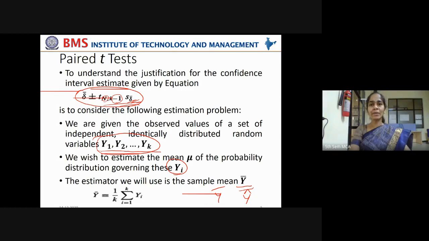How do you calculate the mean? Very simple, right? Add up all the random variables, all the data points given here, and divide by the total number of data points. That is given as 1 by k, sigma i equal to 1 to k, yi. Sum up the yi values first and divide by the total number of values, k. That will give you the mean. Adding up and taking the average, that's all. That is expressed in mathematical terms.